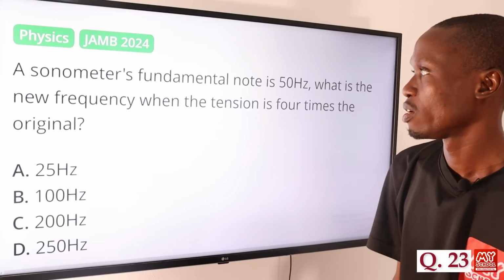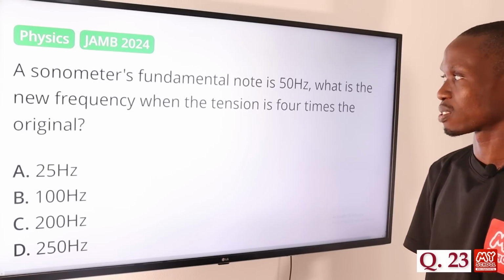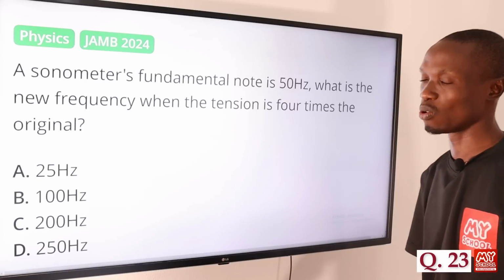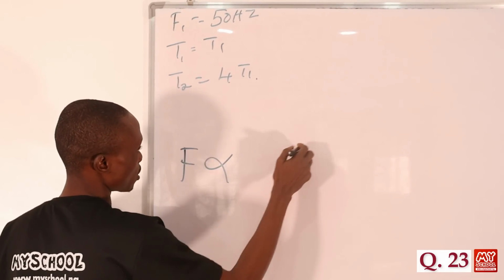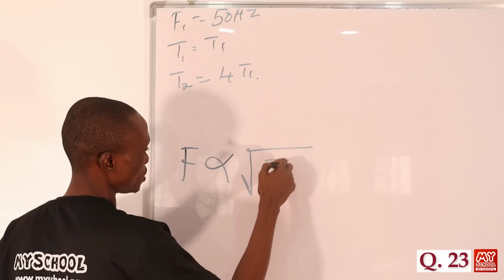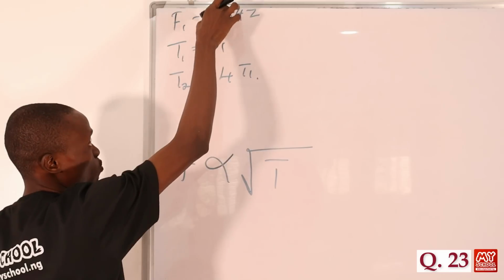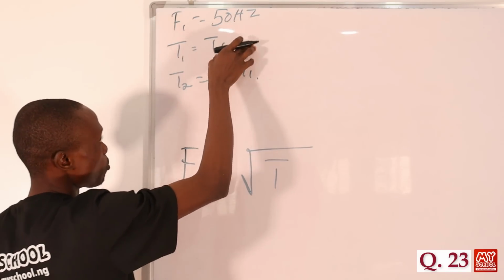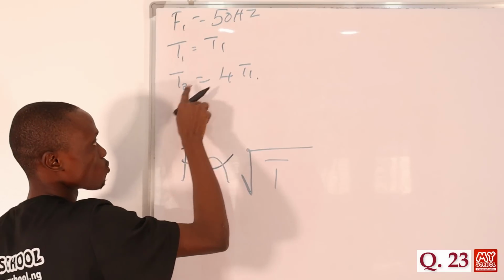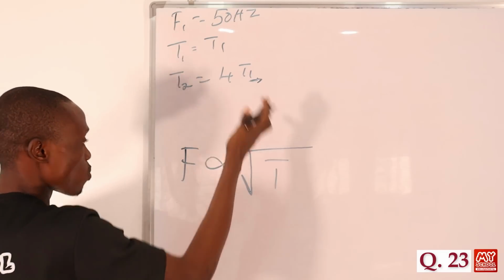Question 24. A sonometer's fundamental note is 50 Hz. What is the new frequency when the tension is 4 times the original? Let's move over to the board to provide the answer. We know that for a sonometer, frequency is directly proportional to the square root of the tension. In this question, the original frequency is 50 Hz, while the tension is T1, but we are told that the new tension is 4 times the original one, so we have 4 times T1.